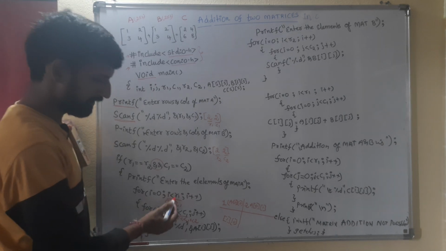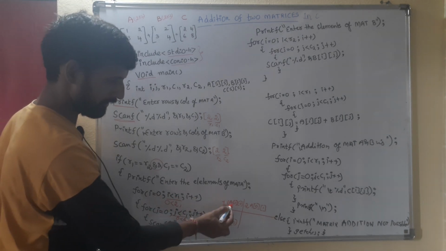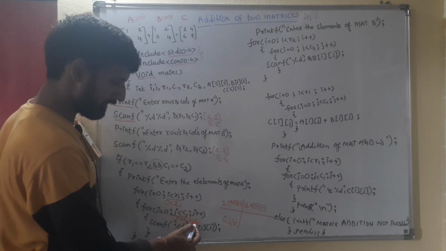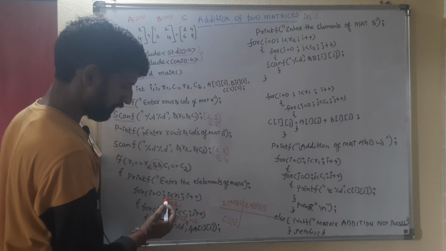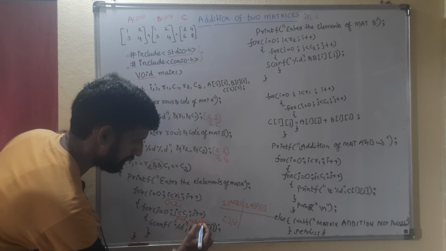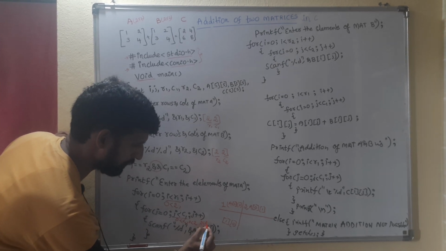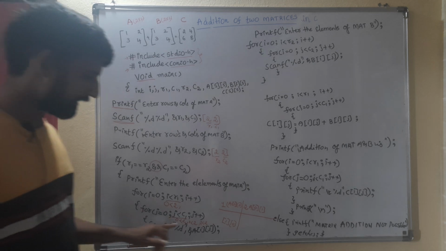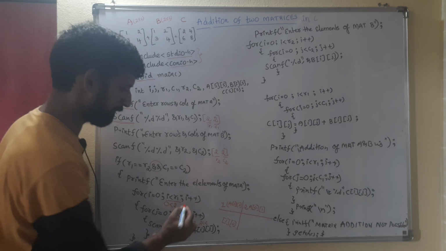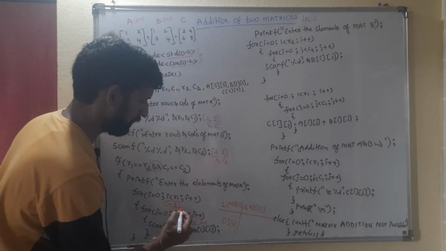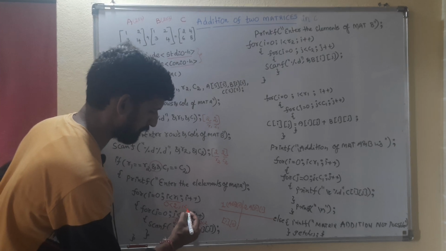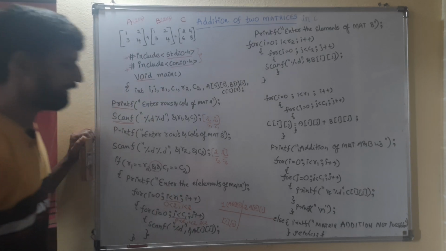So how will this become? After completion of 0 less than 2, 0 0 will be there. When j is incremented by 1, 1 is less than 2. Yes, the condition is true. Now 0 1 will be there. After completion of this one, j will be incremented by 1. 2 less than 2, the condition is false. So when the condition is false, what is going to happen? The compiler goes to the value of i. Now the i value will be incremented by 1. Now when the value of i is incremented by 1, the condition is 1 less than 2.